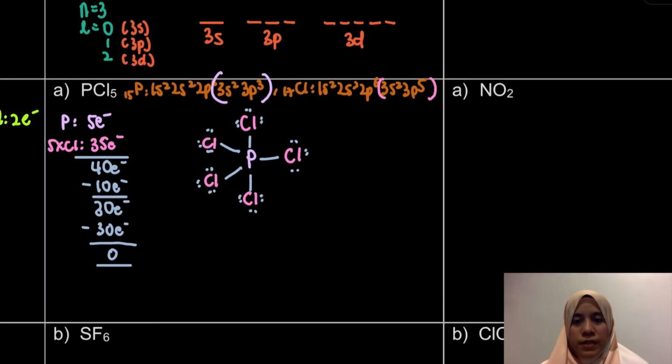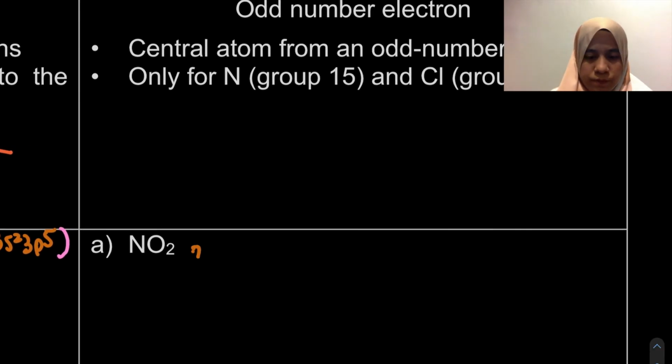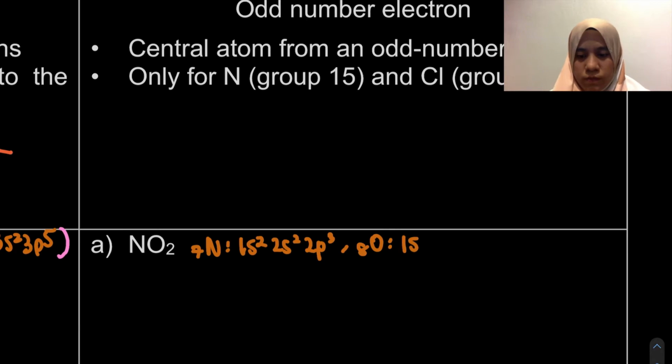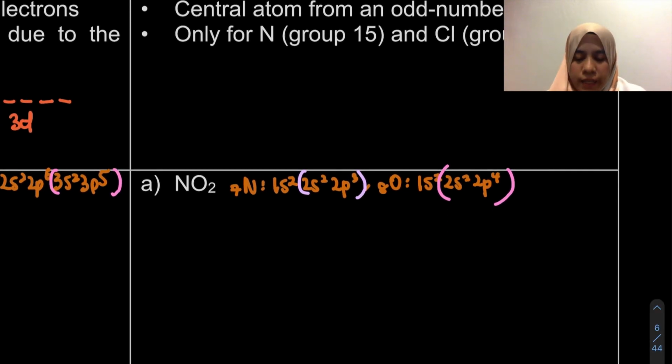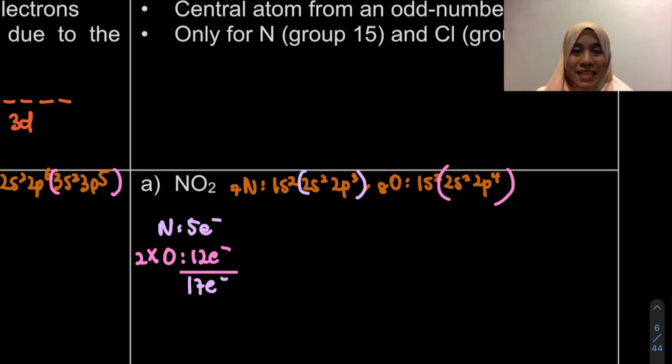The last part is actually odd number electron, where the central atom for an odd number group. And it's only for nitrogen for group 15 and chlorine for group 17. Okay, so right now I'm going to write down the electronic configuration. Okay, so now let's calculate the valence electron. As we can see here, the total valence electron itself pun is an odd number.